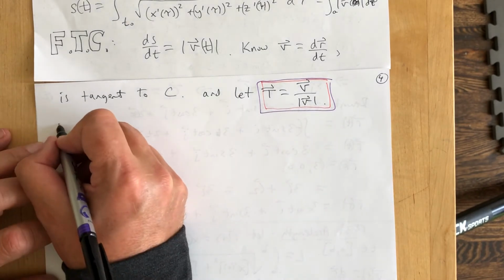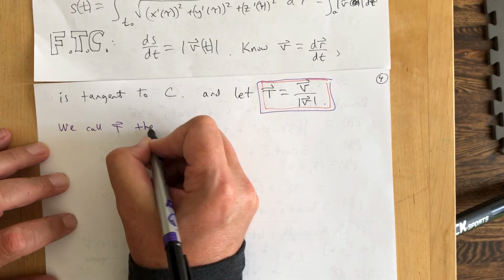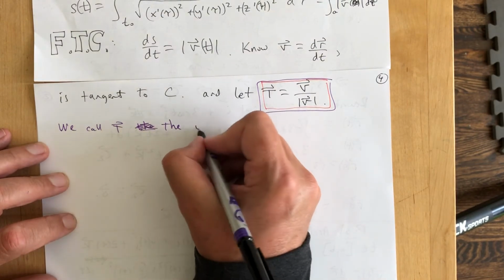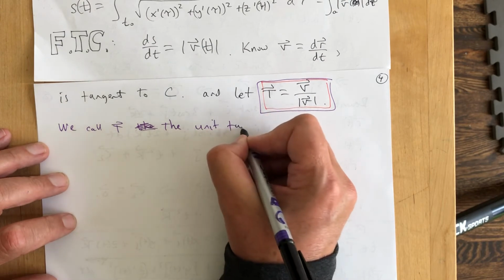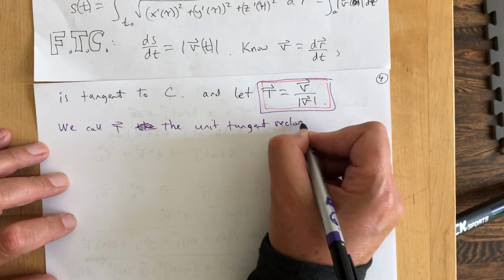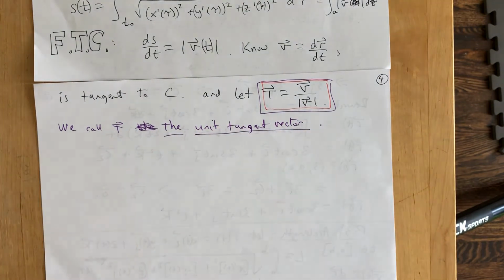So what do we call it? We call T, capital T, the unit tangent vector.